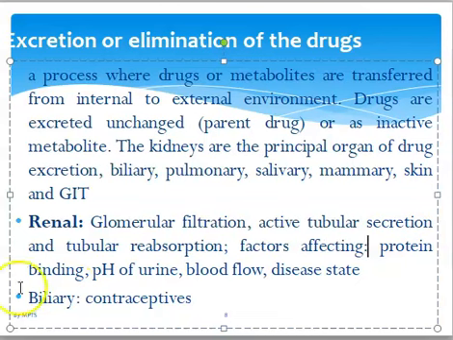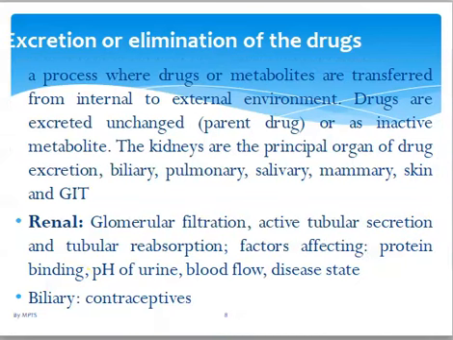Factors affecting renal excretion. Now, protein binding, of course, you know, a drug which is bound to the protein cannot be excreted because it can't pass through the glomerulus. pH of the urine, of course, we know drug can be ionized or unionized. pH of the urine, blood flow, disease state of the kidneys.